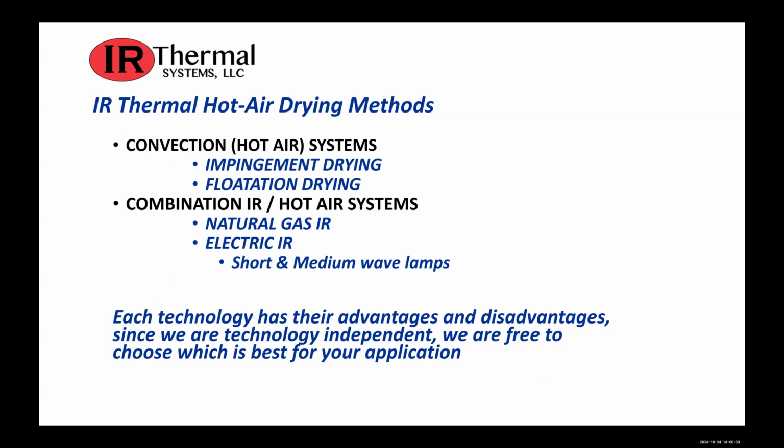So the type of ovens that we specialize in that cover these applications include convection hot air systems. We have impingement drying systems where we use nozzles or ducts, and flotation drying where the web floats in the process. We also have combination infrared and hot air systems, which use infrared to assist or improve the performance of traditional hot air drying systems. Each technology has their advantages and disadvantages, and since we are technology independent, we are free to choose which is best for your application.